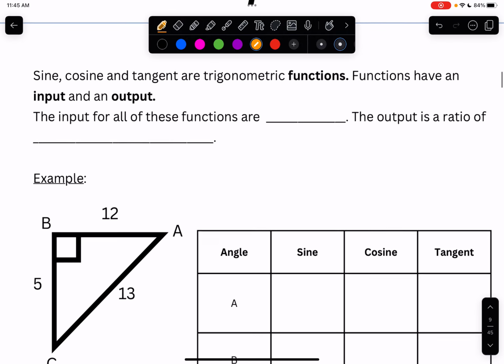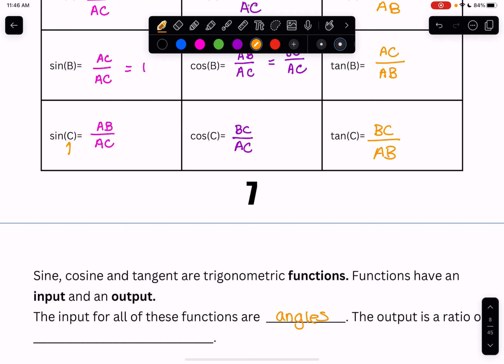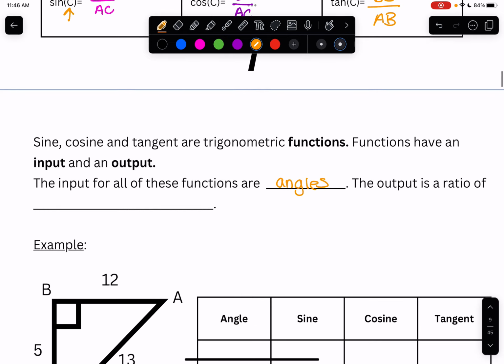So these sine, cosine, and tangent are functions. Functions always have an input and an output. This is something you should have learned in Algebra 1. The input for all of these functions are the angles. So when I was saying cosine of A or sine of C, those are actual angle measurements. The output is a ratio of side lengths.